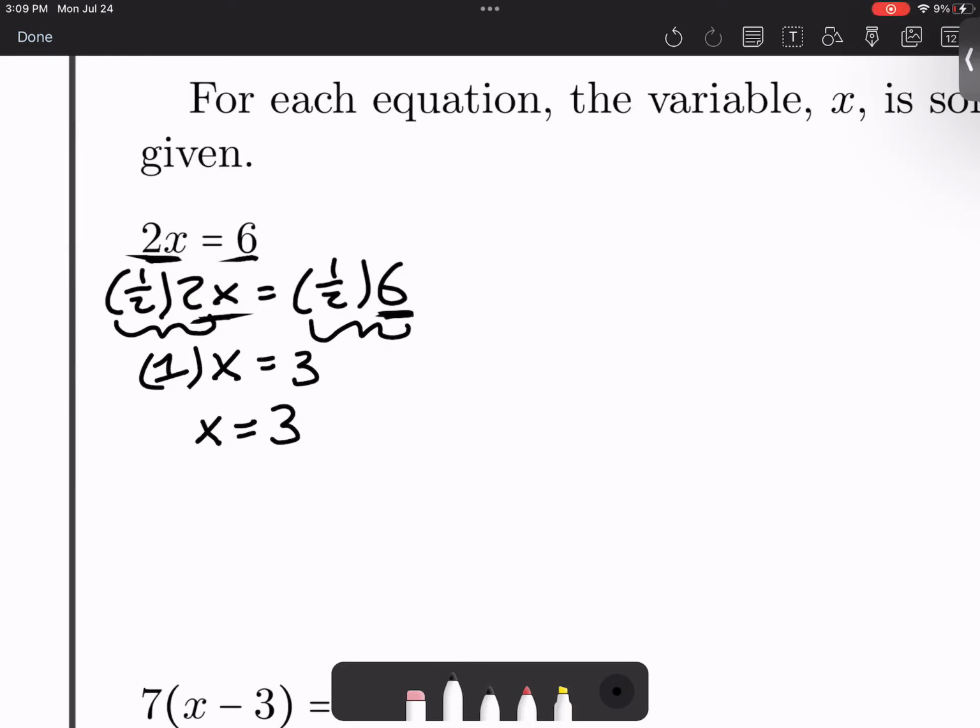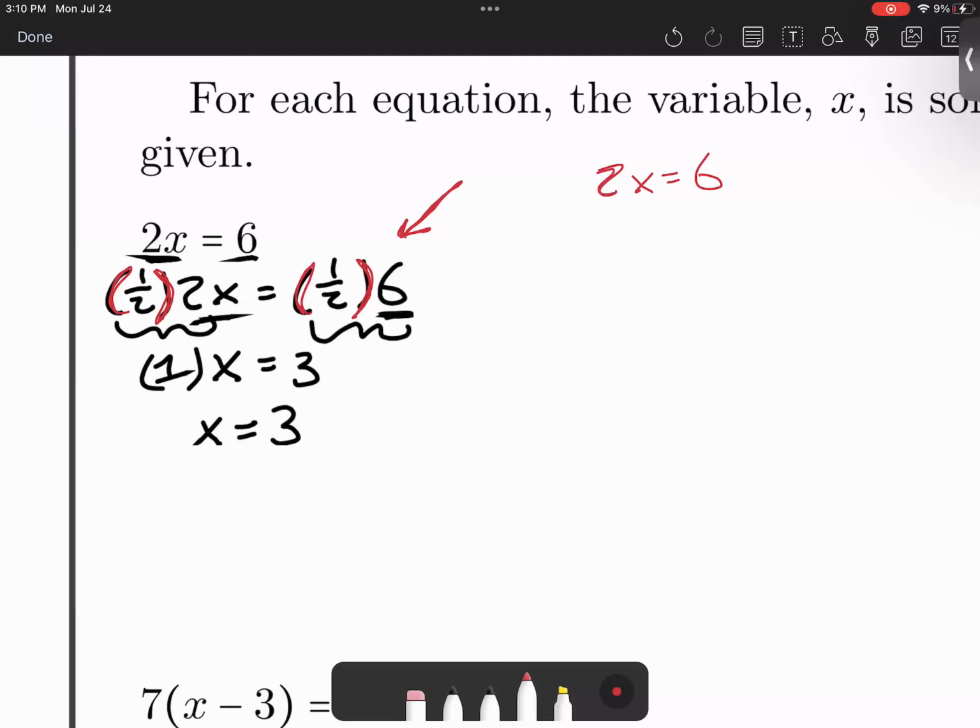Now, when you actually solve equations, I'm going to prefer that you don't do it like this, where you actually write out the steps. If I give you the equation 2x is equal to 6, you don't need to show me that you're multiplying both sides by 1/2. You just need to show me the consequence of you doing that.